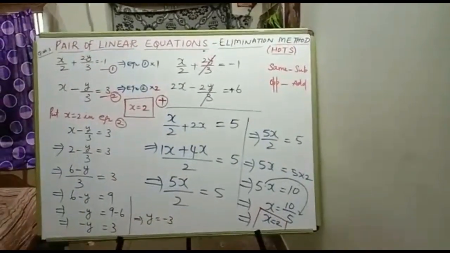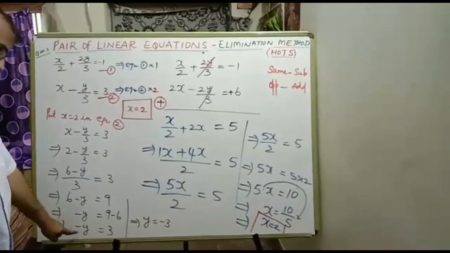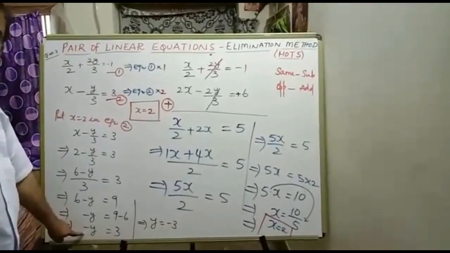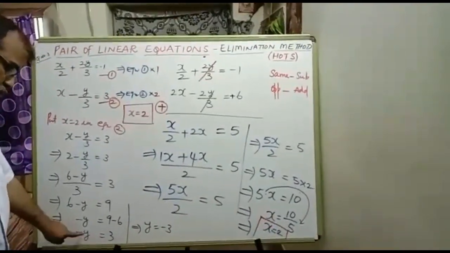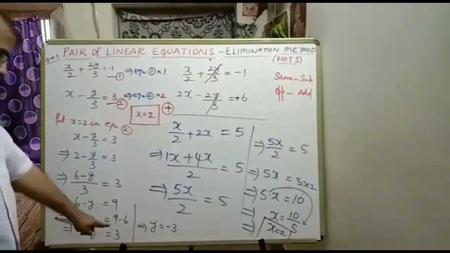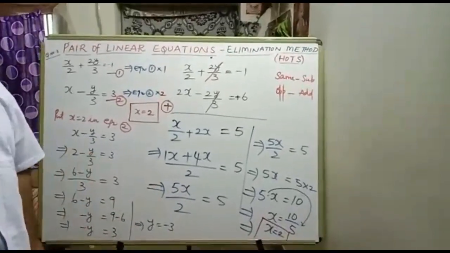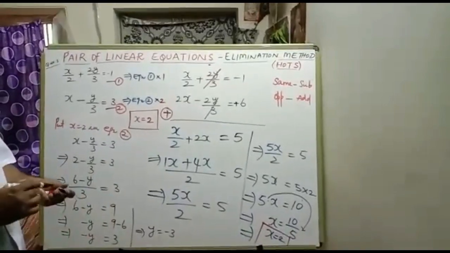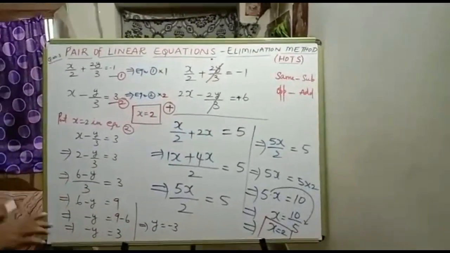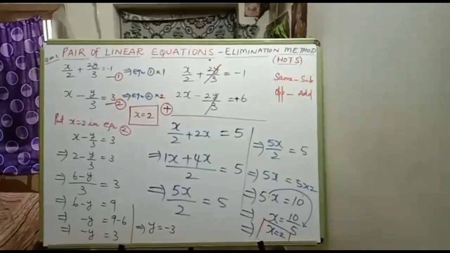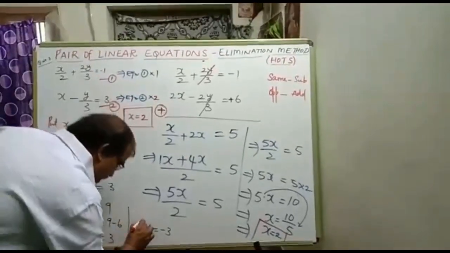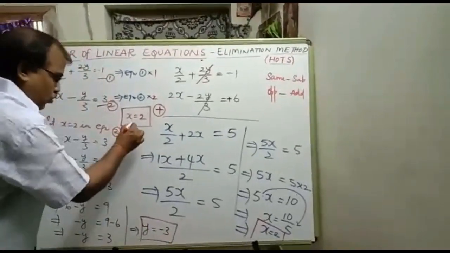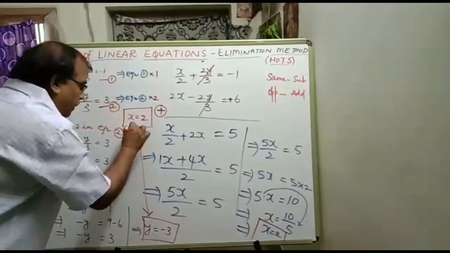How did I get y is equal to minus 3? Very simple. Multiply with minus 1 on both sides. Minus 1 into minus y is equal to plus y. Minus 1 into 3 is equal to minus 3. Now this sum I completed already. So y is equal to minus 3, x is equal to 2 and y is equal to minus 3.